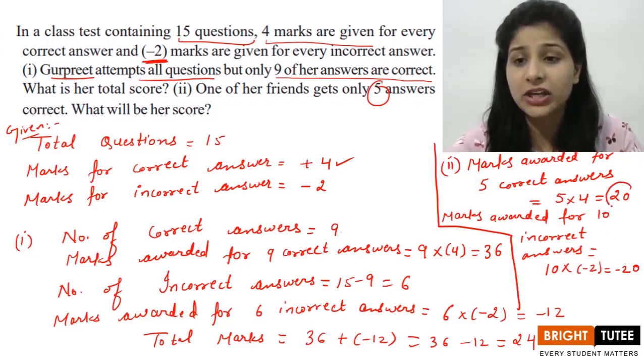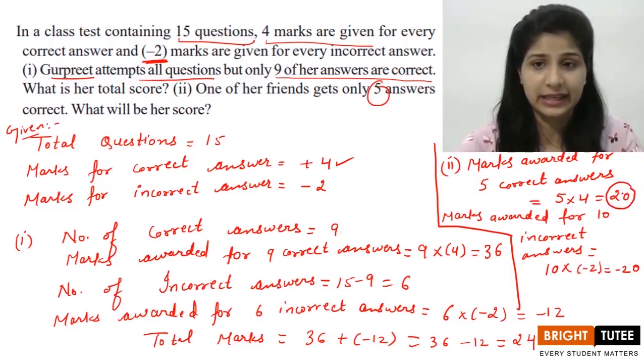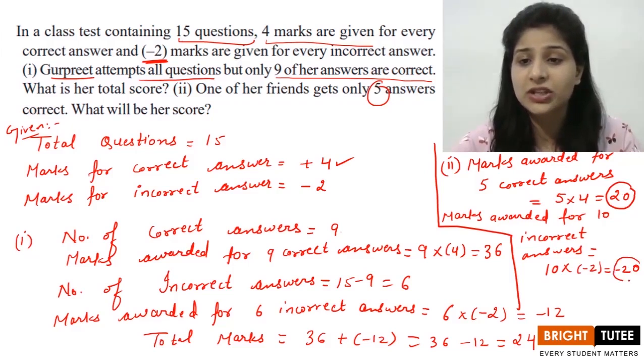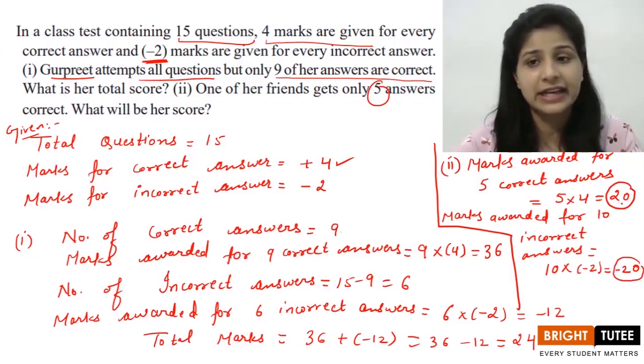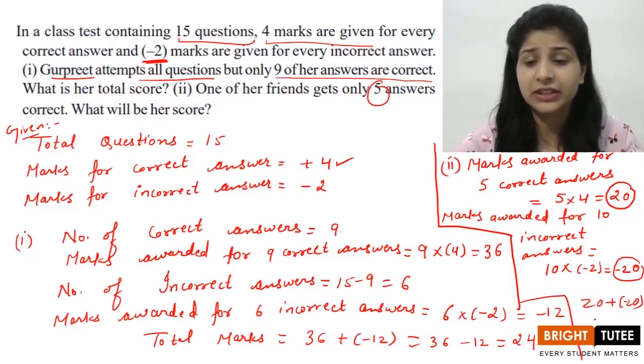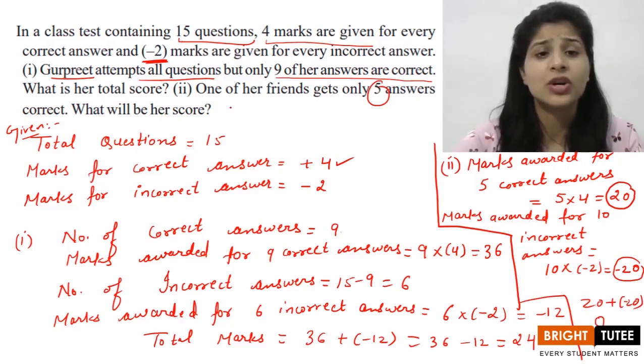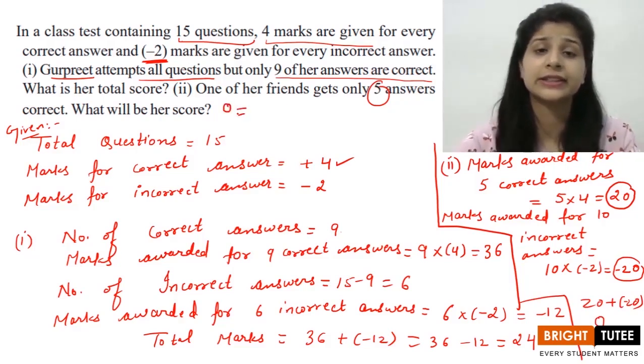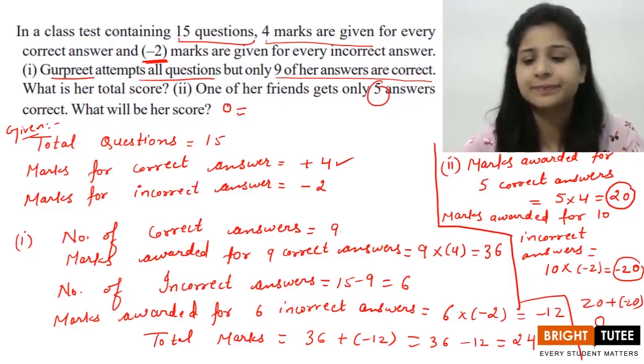So 20 she got because her answers are correct, and -20 she got because of her incorrect answers. And if you add 20 and -20, the answer is going to be 0. So her score is 0. Clear?